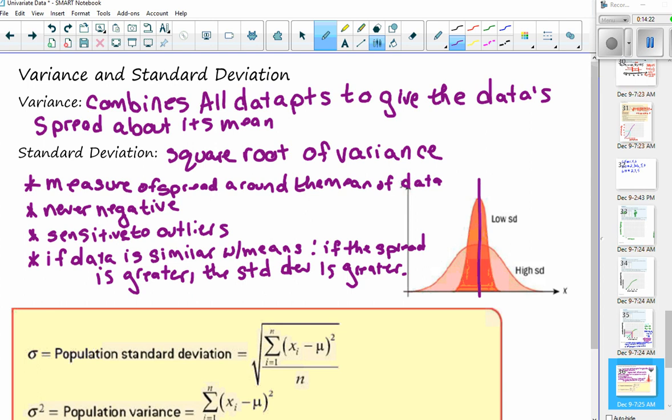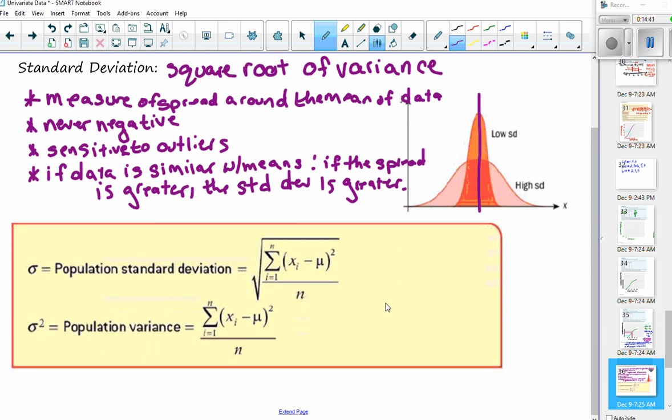So if it's a low standard deviation, so if my value for standard deviation is like 1 or maybe 0.5, it's going to spike right in the middle because all the data is really close together. Whereas if I have a high standard deviation, like maybe my standard deviation is 10, then everything's really spread out from that mean. Here's how we calculate it.